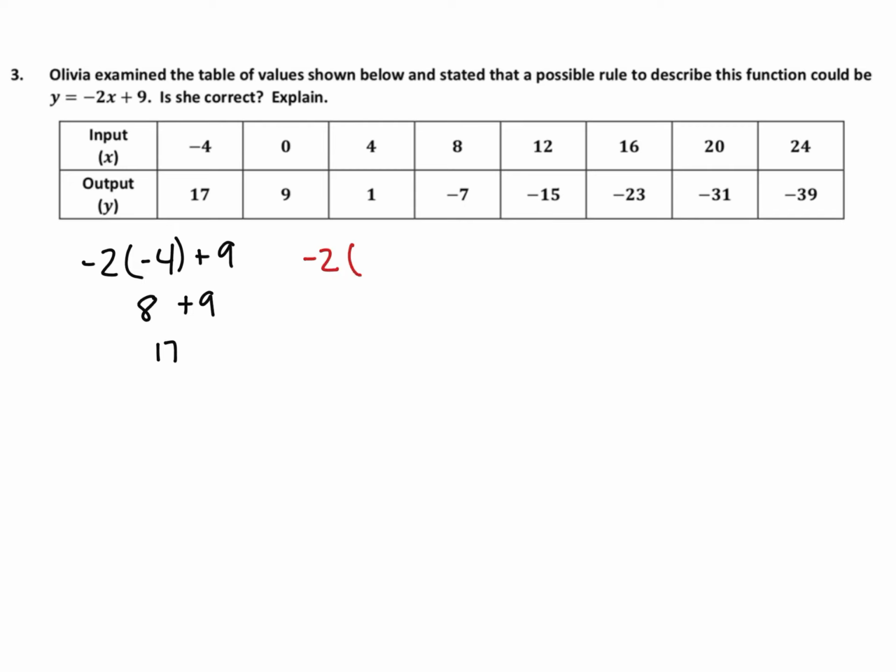Now we're going to check if 0 in the x position gives us that value. Negative 2 times 0 is 0. 0 plus 9 is 9. So far, it's working. Negative 2 times positive 4 plus 9 would be negative 8 plus 9, and that is 1. So that one's also going to work.